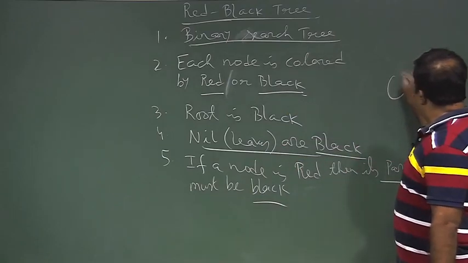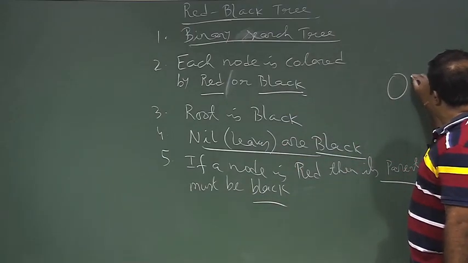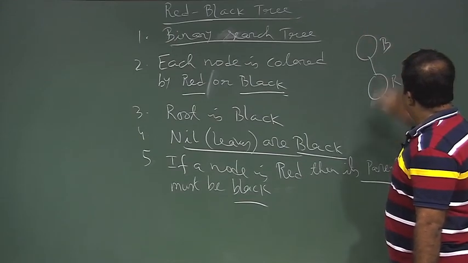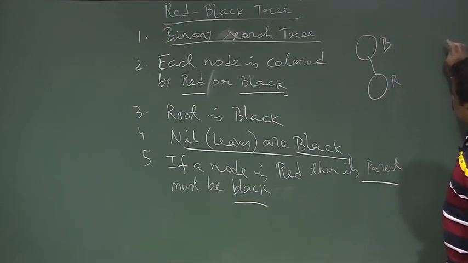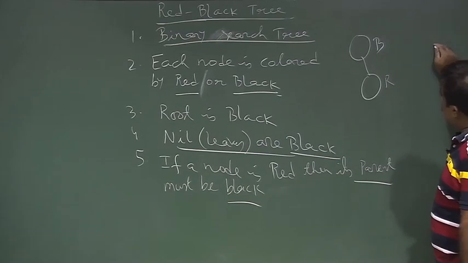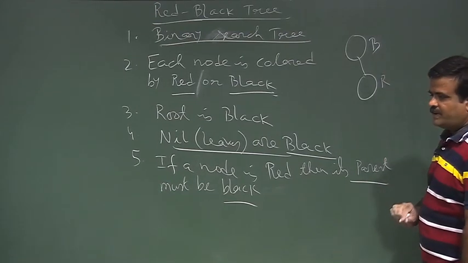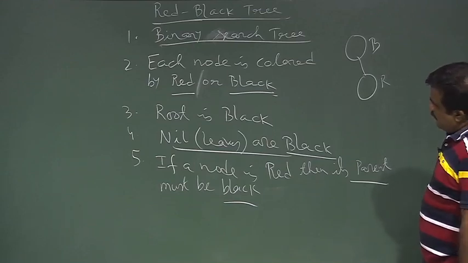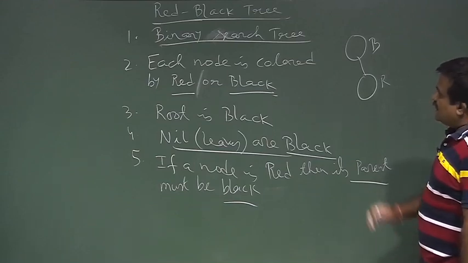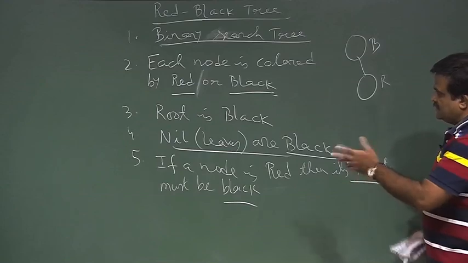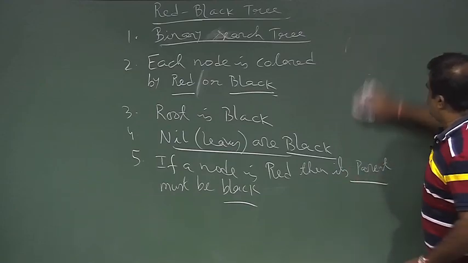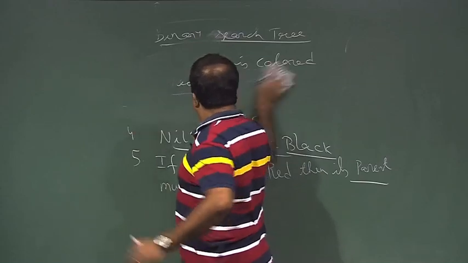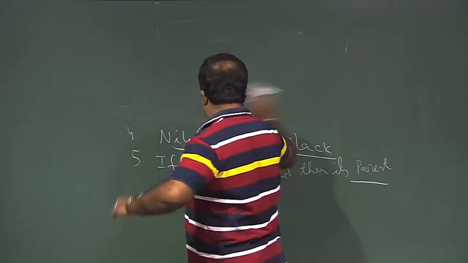So, if a node is red, then the parent has to be black. The parent cannot be red. So, this is one property. Okay. And there is another very important property, which will give us the black height. This is the next property.